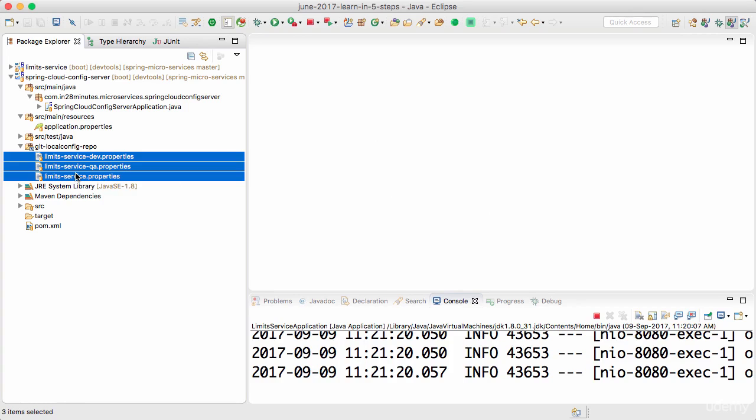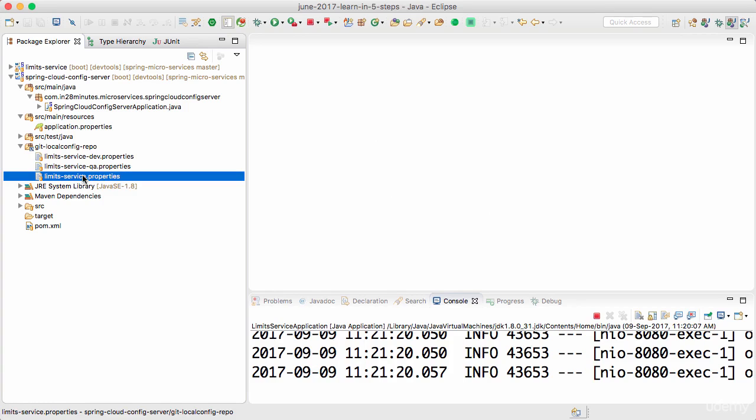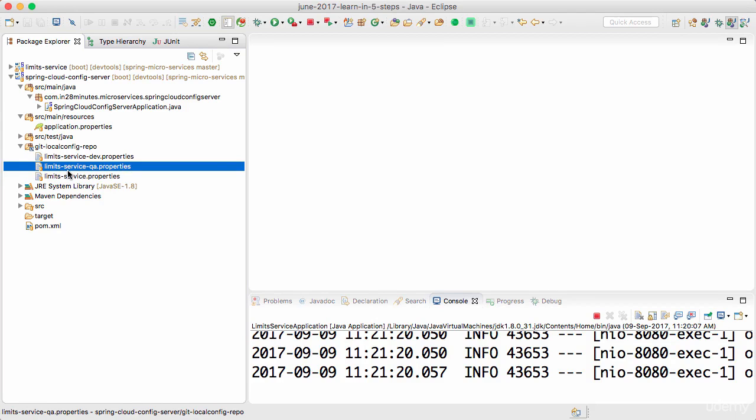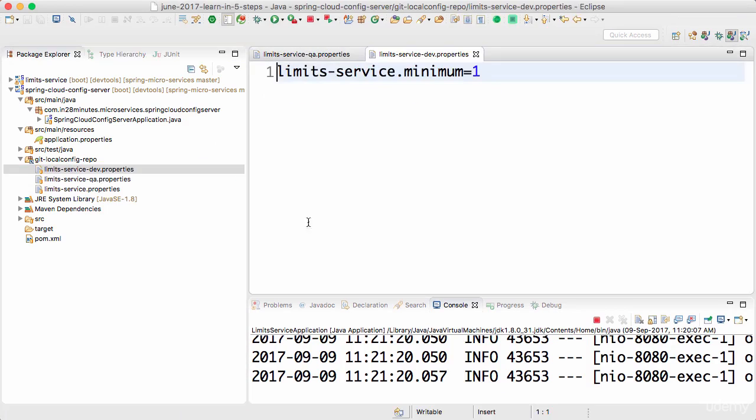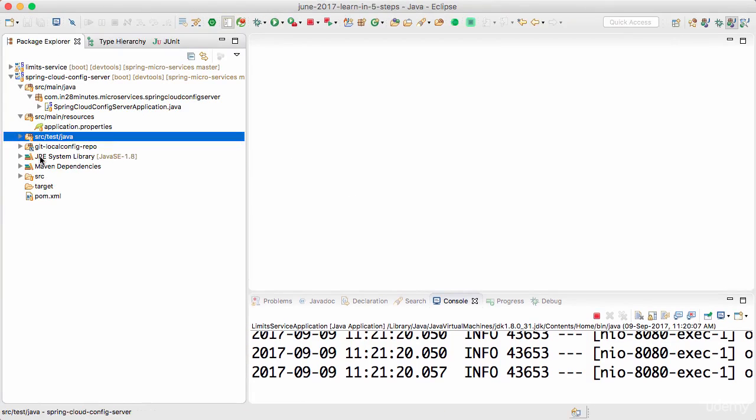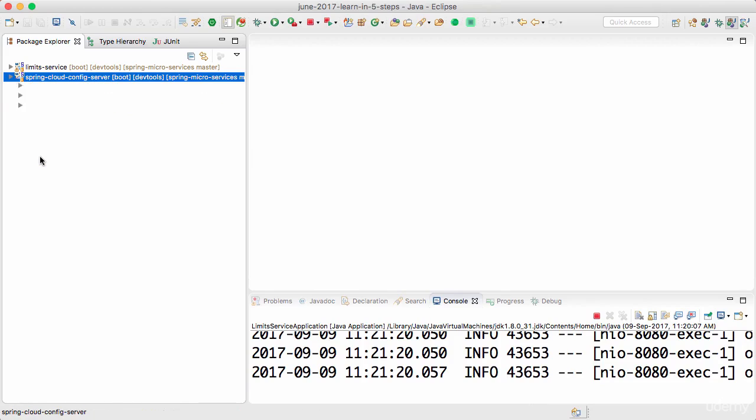In the screen here, we are configuring the values for different instances of the limit service. So what we are configuring is limit service, the default values in here. Over here, we have the properties for QA environment, and over here we have the properties for dev environment. And based on the requests, based on how the limit service requests, the Spring Cloud Config Server would be able to provide the appropriate configuration to the limits service.